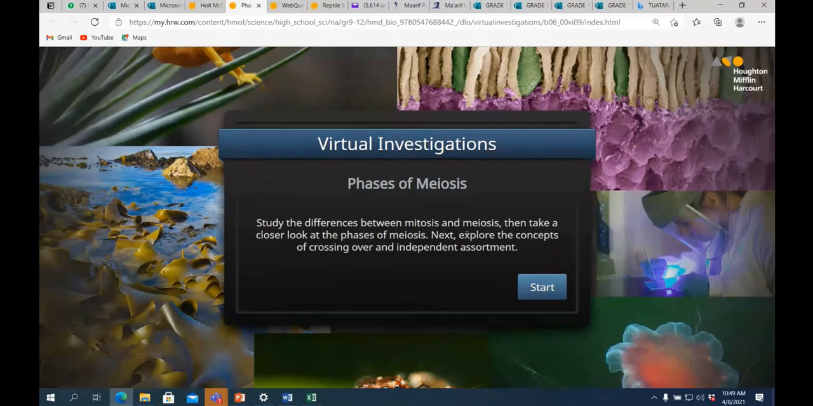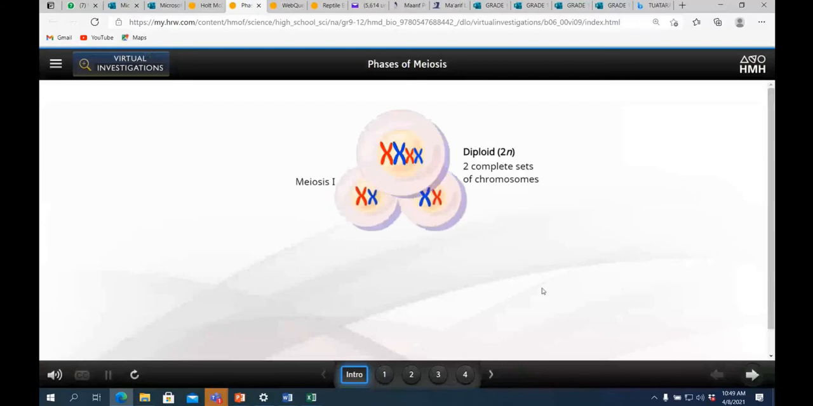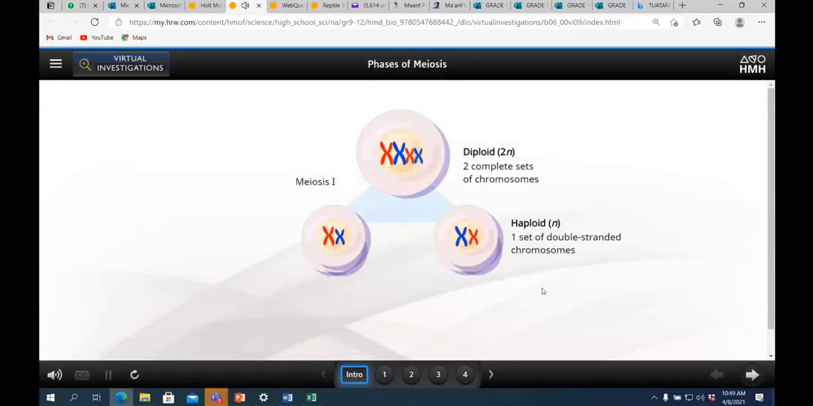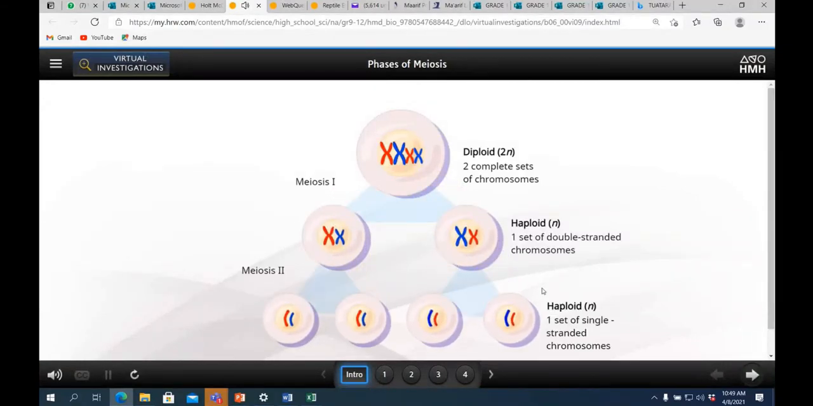Study the differences between mitosis and meiosis, then take a closer look at the phases of meiosis. Next, explore the concepts of crossing over and independent assortment. So let's start. Meiosis is a special form of cell division that starts with a diploid cell that has 2 sets of chromosomes, 2n, and results in 4 haploid cells, each having 1 set of chromosomes, n. During meiosis, the number of chromosomes decreases to half the original number by 2 divisions of the nucleus. Meiosis produces the haploid nuclei of gametes from a diploid parent cell nucleus.